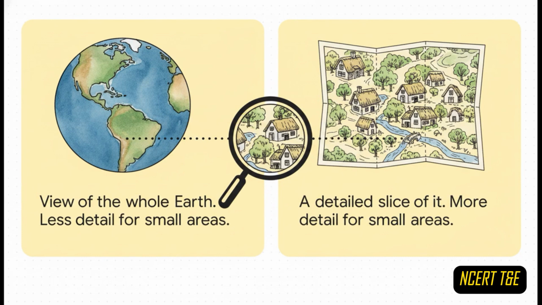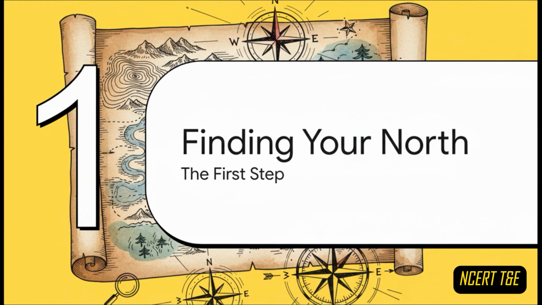Okay, first things first, let's think about a globe. A globe is awesome for getting the big picture, seeing the whole planet at once. But it's not exactly helpful if you're trying to find the library in your village, right? For that, you need a map. Think of a map as a detailed slice of the world, zeroing in on a smaller area to give us way more information.